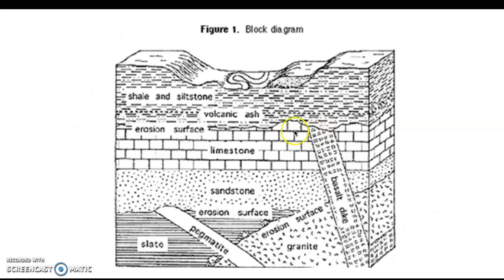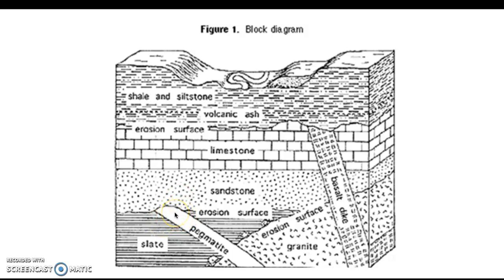Look at this right here. We know that the granite is the oldest and the shale and the siltstone is the youngest. We know that. How old is the granite? No idea. How old is the limestone? No clue. How old is the shale and siltstone? Not the slightest idea. There's no way to tell. All we know is the order of the layers.